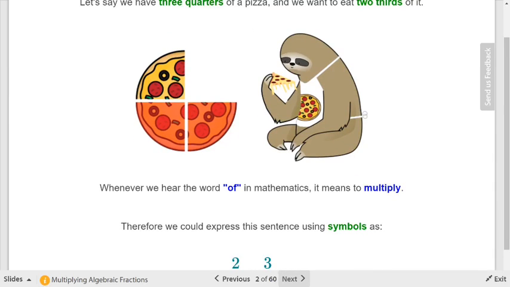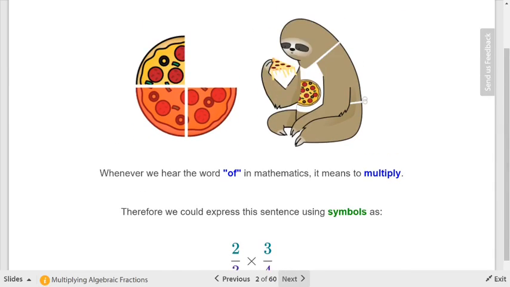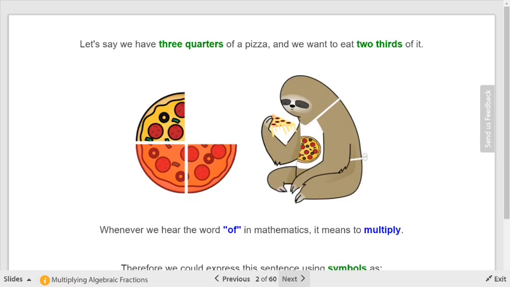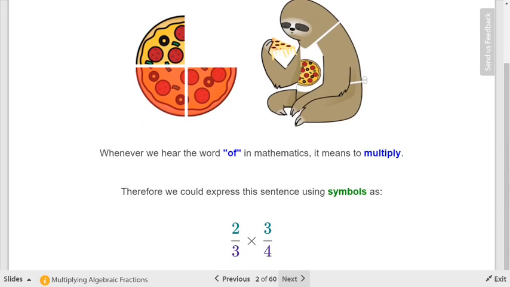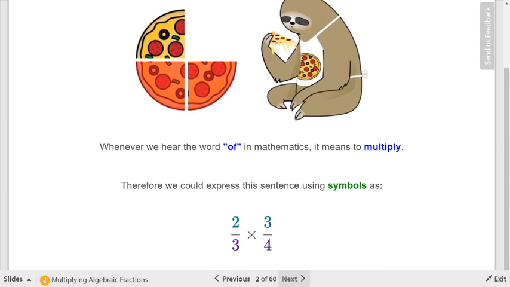Okay? So we could express this sentence using fractions, right? We had 3/4 of a pizza, so that's 3/4, right? And we want to eat 2/3 of it. So that means 2/3 of the 3/4 that we had. So 2/3 times 3/4.